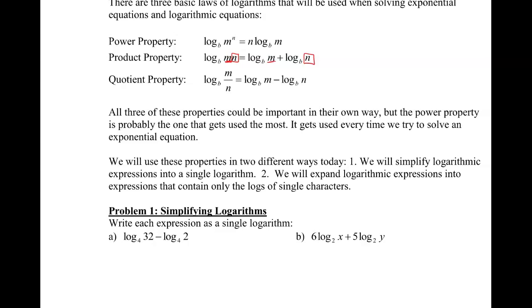Alright, and the quotient property kind of works the same way. I'm going to be breaking up division into 2 separate logs. And then it's going to become subtraction. The way that I remember, hey, division becomes subtraction is that literally the division symbol looks like one big old minus sign. And it's always top minus bottom, just like with exponent rules. If you have division, it's always top minus bottom as far as exponents go as well.